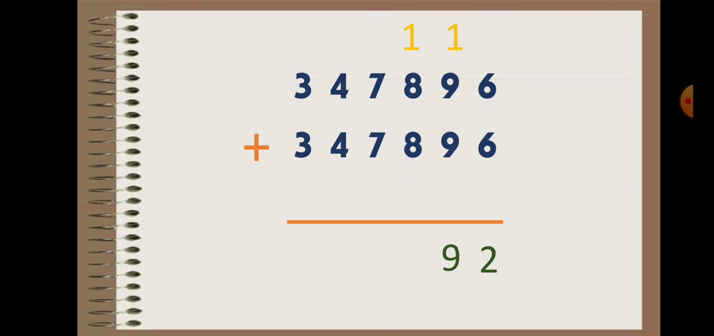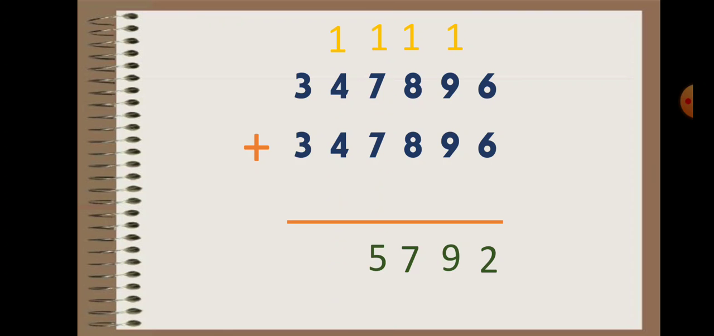8 plus 8 is equal to 16. 16 plus 1, 17. So 7 here and 1 carried over there. 7 plus 7, 14. 14 plus 1, 15. So 5 here and 1 will be carried over there.